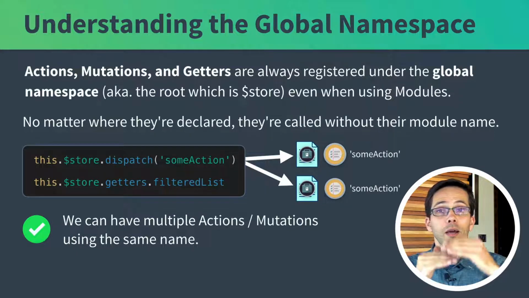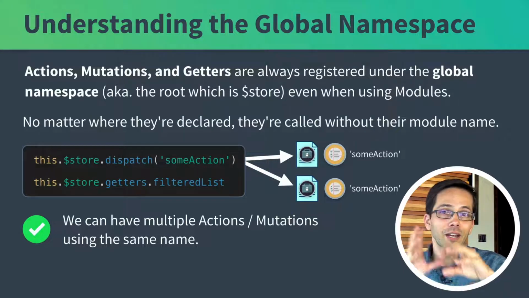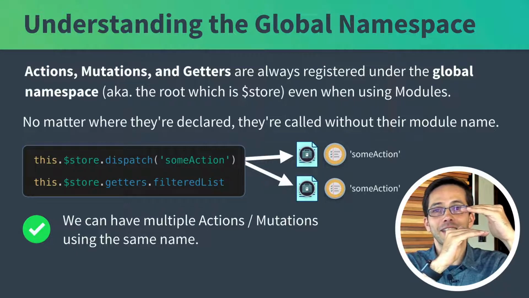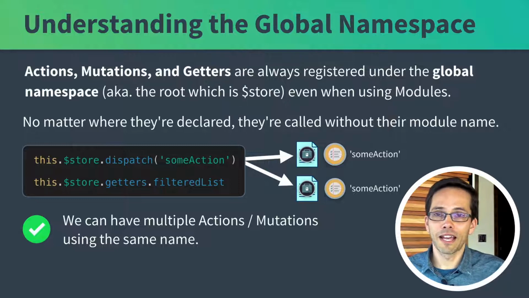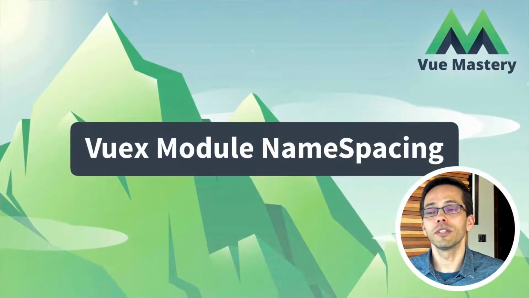So I could create a purchase action inside my logger module so that when a purchase gets called, it calls the real purchase action, and it also calls the logger purchase action. The drawback of this, as you might imagine, is I can end up with naming collisions. This is why with Vuex you can do module namespacing. Let's implement this in our example app.